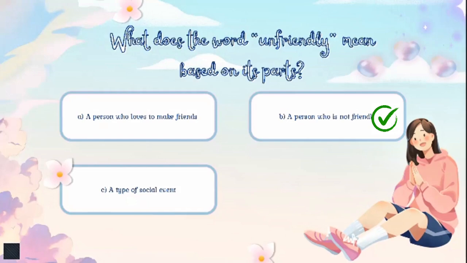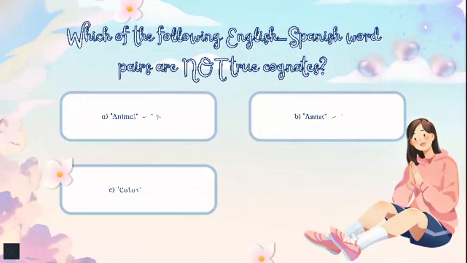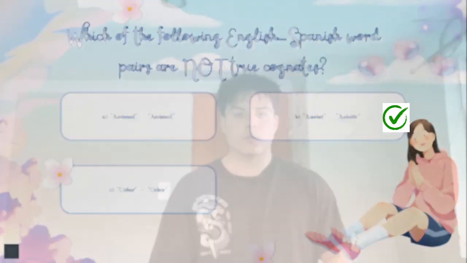Break it down. Un means not, friend means someone you like, and ly means characteristic of. Which of the following English-Spanish word pairs are not true cognates? First, animal and animal, assist and asistir, and color and color. Correct answer: B. Assist and asistir is a false cognate. Asistir means to attend, not assist.